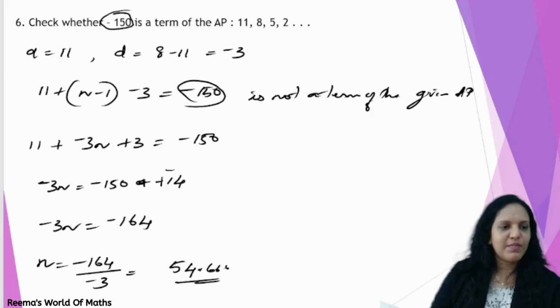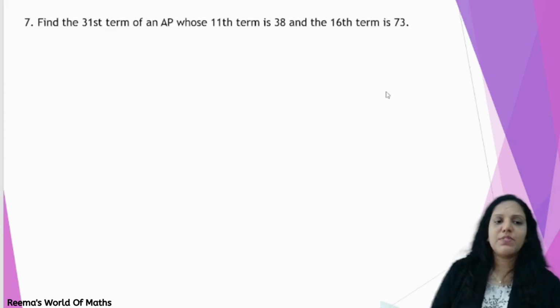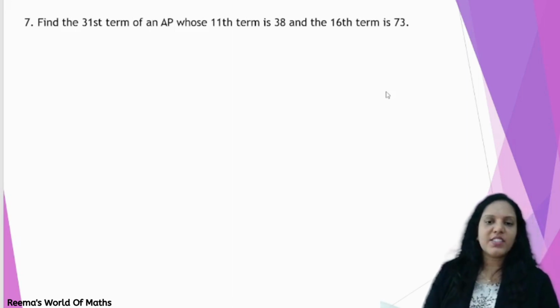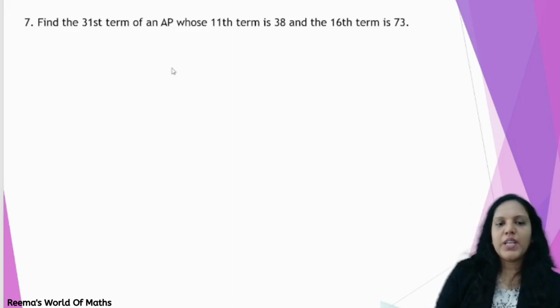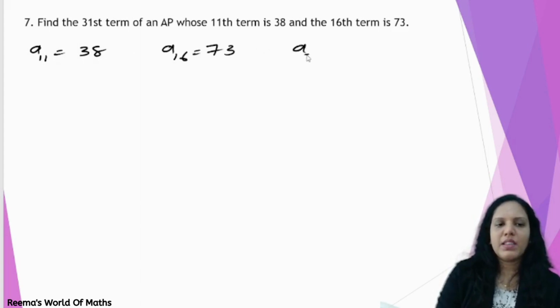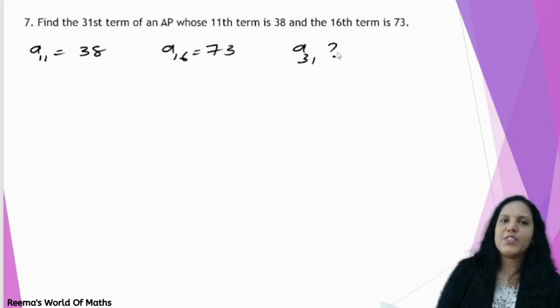Let's see the next question. Find the 31st term of an AP whose 11th term is 38 and 16th term is 73. So we are given the 11th term, so that is A11 equals 38 and A16 equals 73. We need to find A31. This needs to be found.